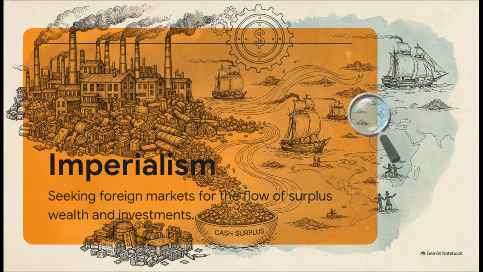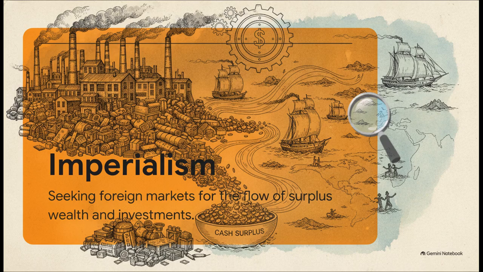To really understand the explosions of the early 20th century, we've got to start at the root cause, and that is the aggressive, globe-spanning hunt for wealth. Notice the key word here, surplus. As the English economist John A. Hobson defined it, imperialism wasn't just about politicians wanting to plant flags on new beaches. It was a desperate economic necessity.